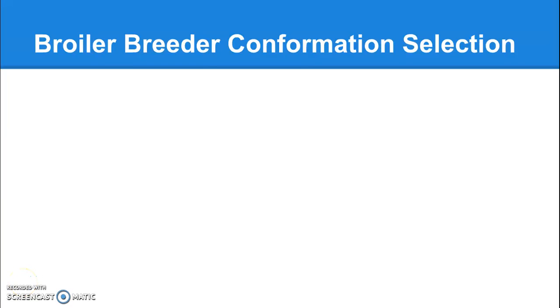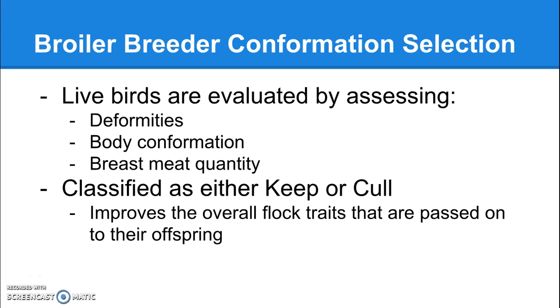So I want to talk a little bit about how we evaluate poultry because it is a little bit different than evaluating cattle or swine. You're going to look at the live bird and evaluate them by assessing deformities, their body conformation, and also their breast meat quantity. And they're classified as either keep or cull.